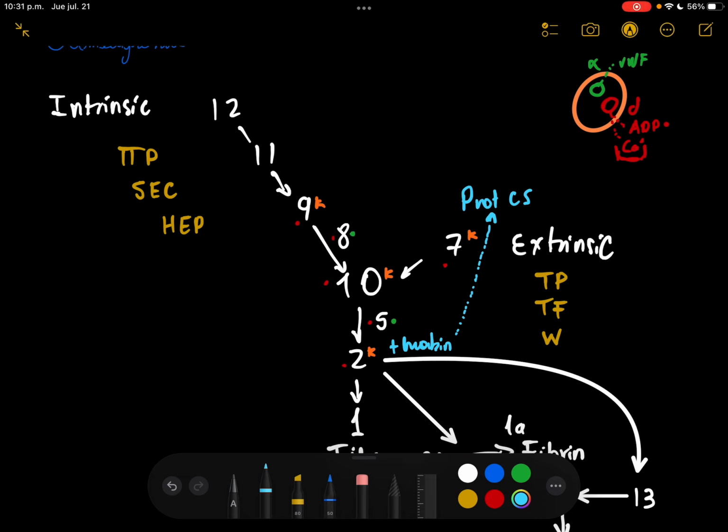Okay, so protein C and protein S are going to act as regulatory anticoagulant proteins, and especially they are going to block these two cofactors, factor 8 and factor 5. So put that in mind.